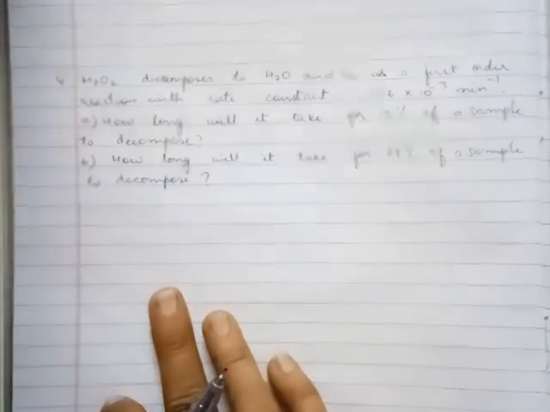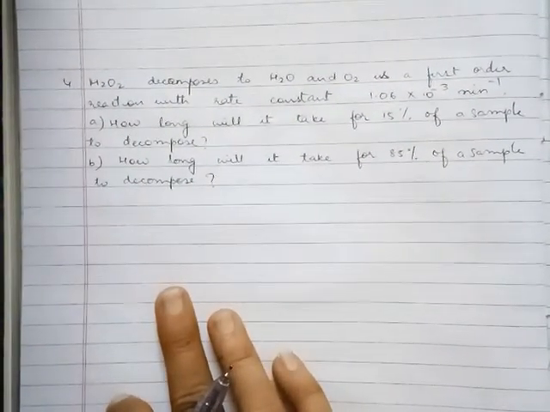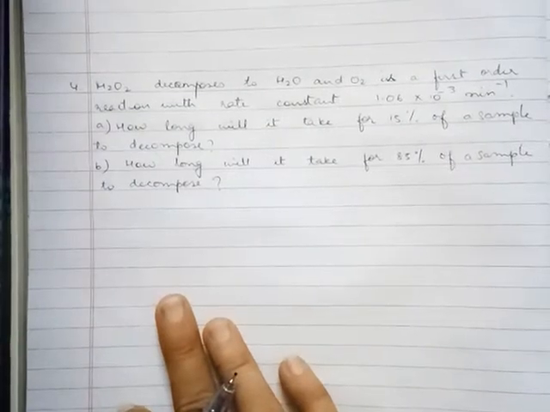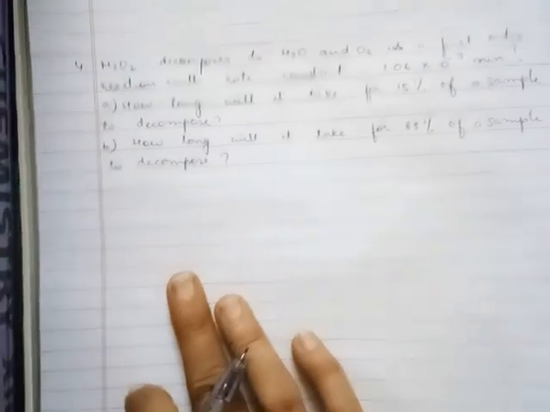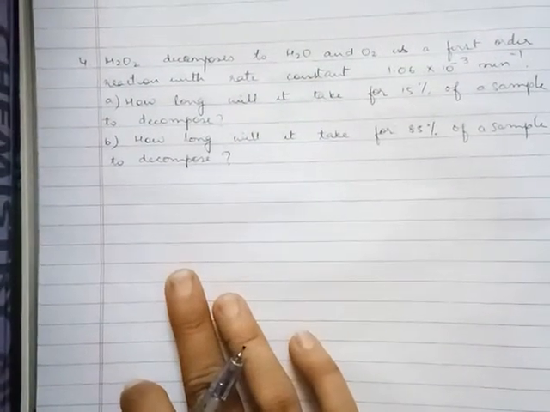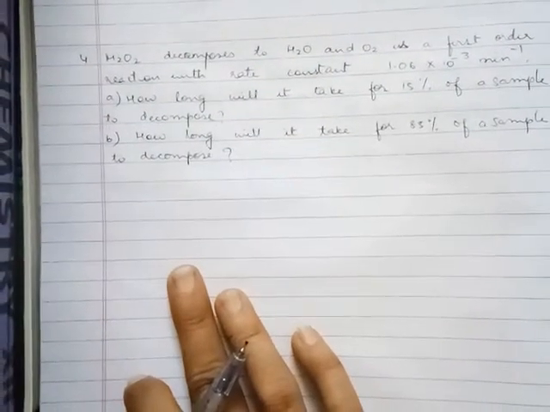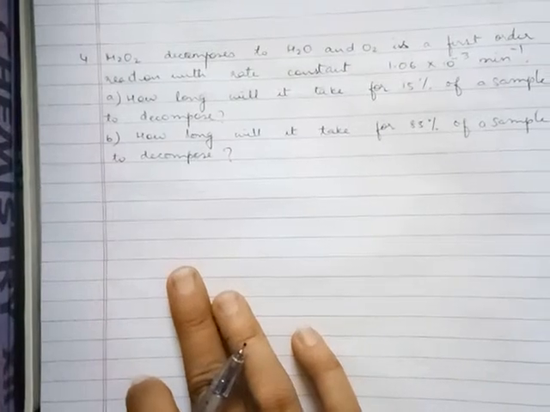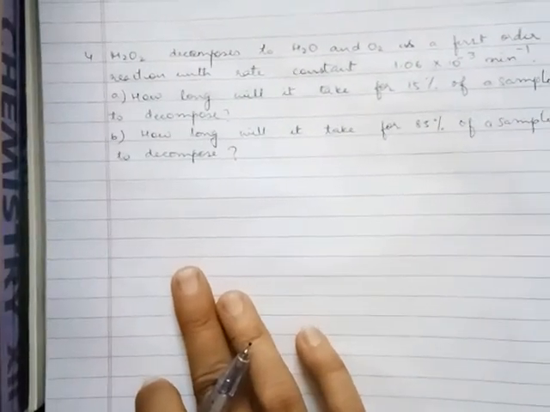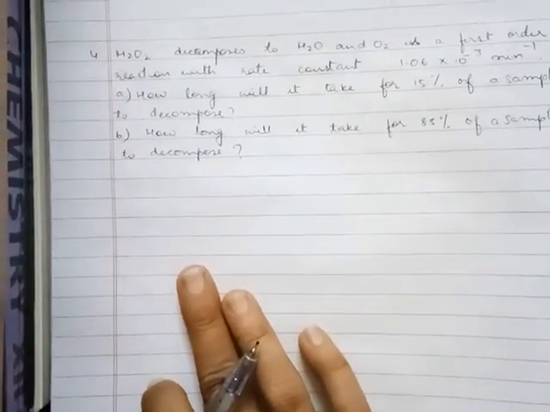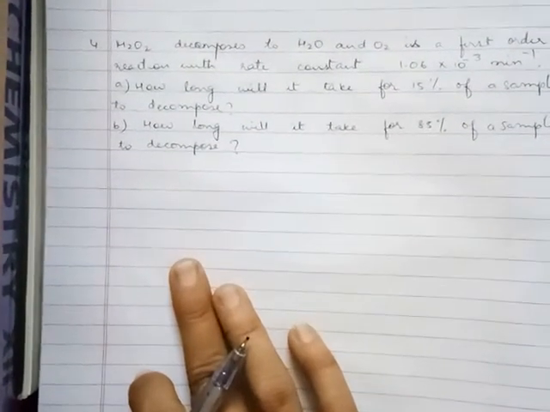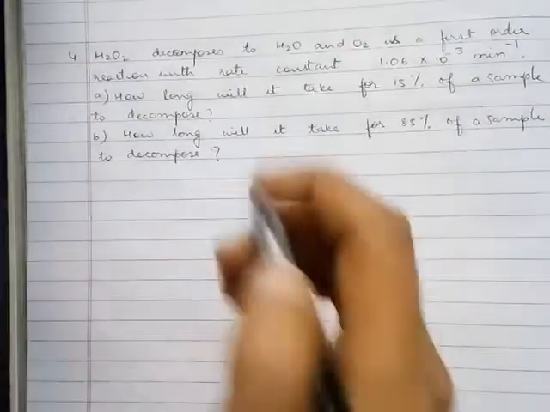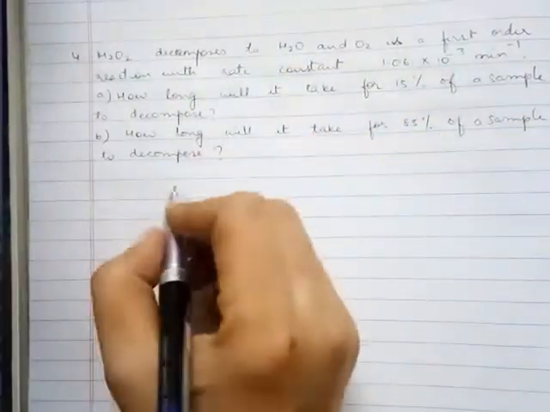Now the next question is, hydrogen peroxide decomposes to water and oxygen and it is a first order reaction. The rate constant is 1.06 × 10⁻³ minute inverse. How long will it take for 15% of a sample to decompose? तो जब 15% sample decompose हुआ है तो उसका time निकालना है. And the second part is when it is 85% decomposed, what would be the time? So it is given it's a first order reaction.